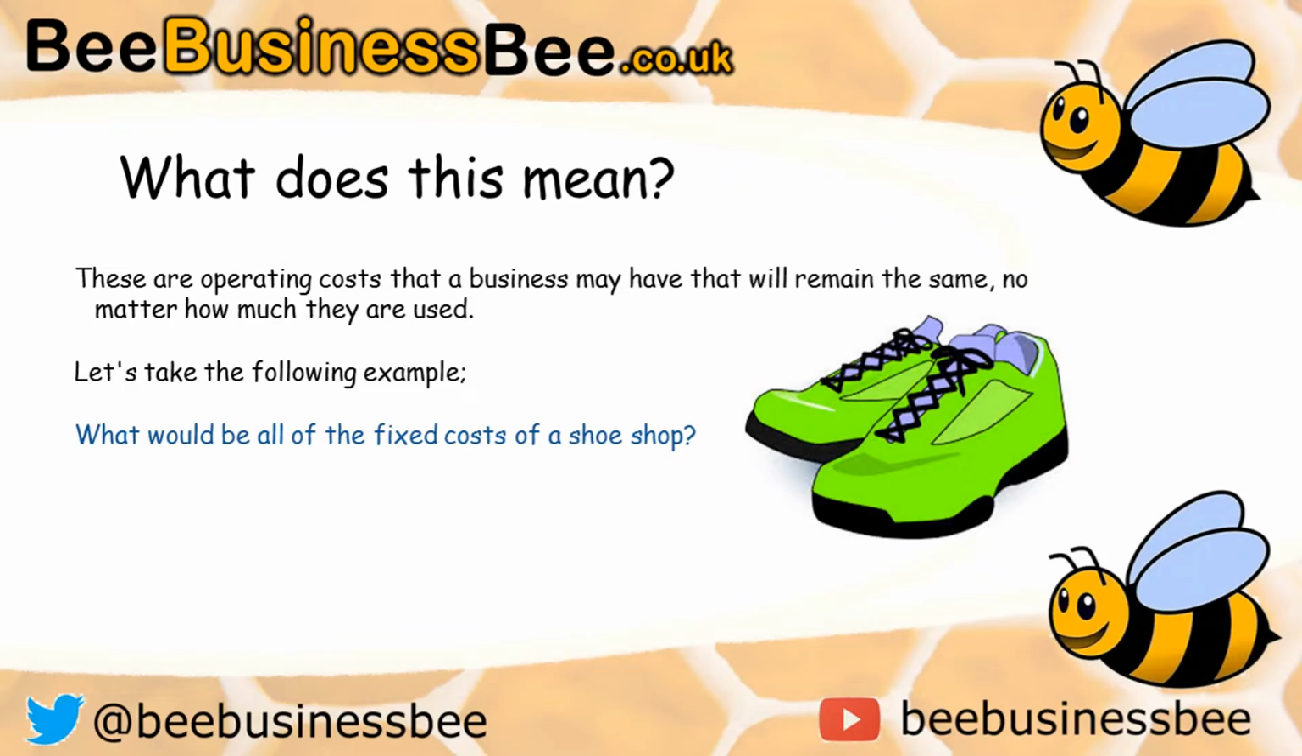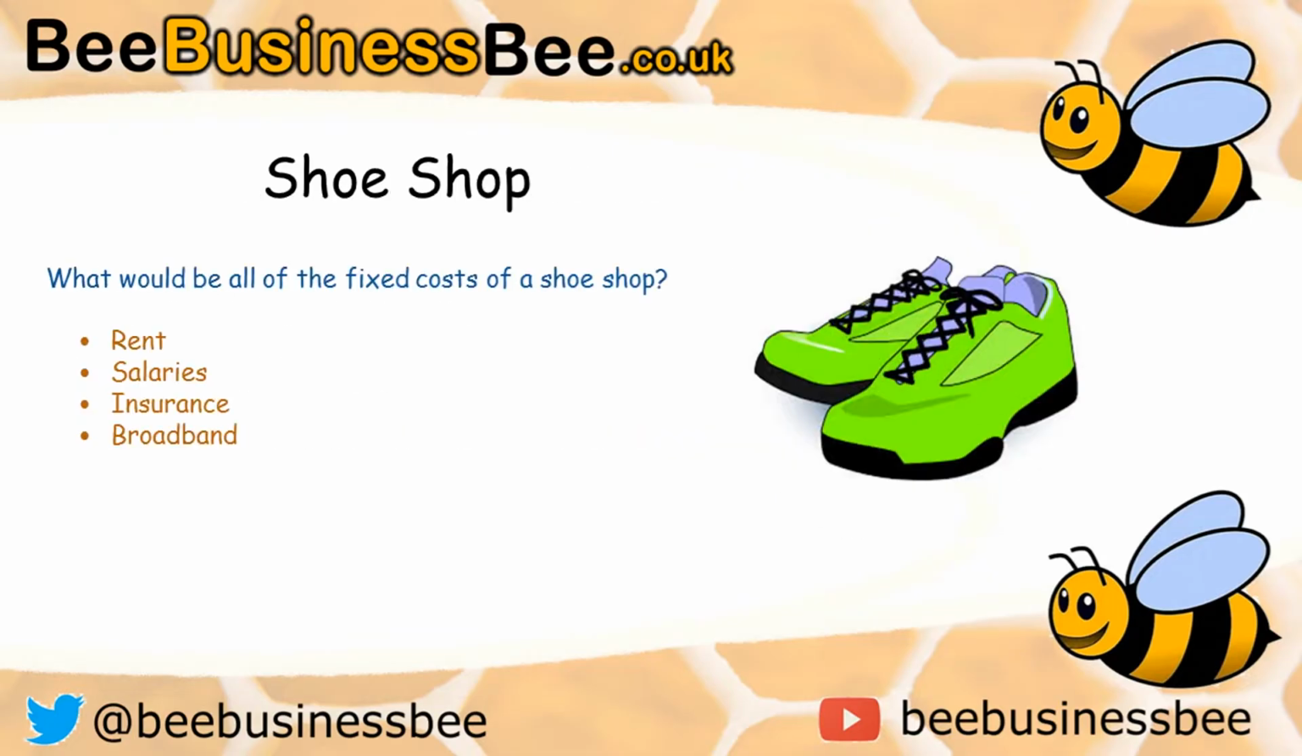So let's look at an example. What would be all of the fixed costs of a shoe shop? Pause the video while you jot down some answers. Some of the possible answers that you should have come up with would have been rent, because it doesn't matter whether no customers come in or 1 million customers come in, you will still pay the same amount of rent, which might be, for example, £1,000 a month.